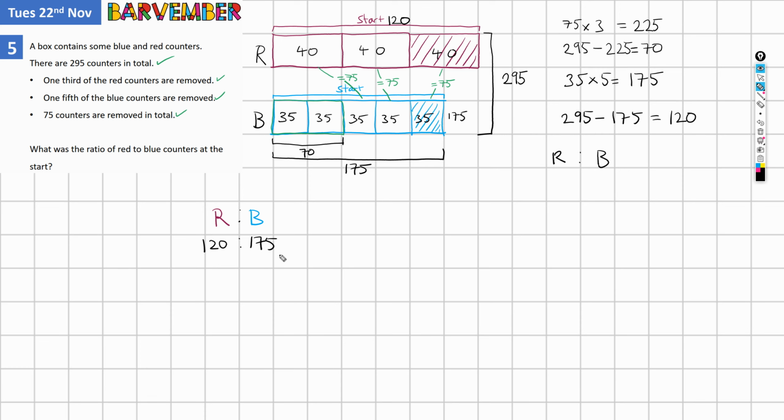So I now have to think of the largest number that I can divide into both. Well, I can see that they're both divisible by 5, and I think that's probably going to be it. So divide by 5, divide by 5, and 120 divided by 5 is 24, and 175 divided by 5 is 35. So this is my final answer. So what was the ratio of red to blue counters at the start? 24 to 35.